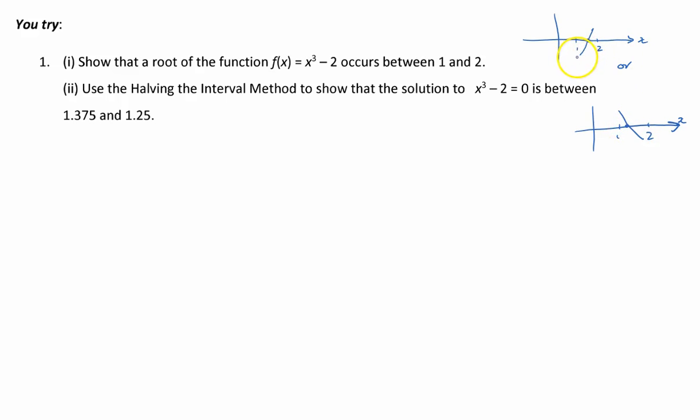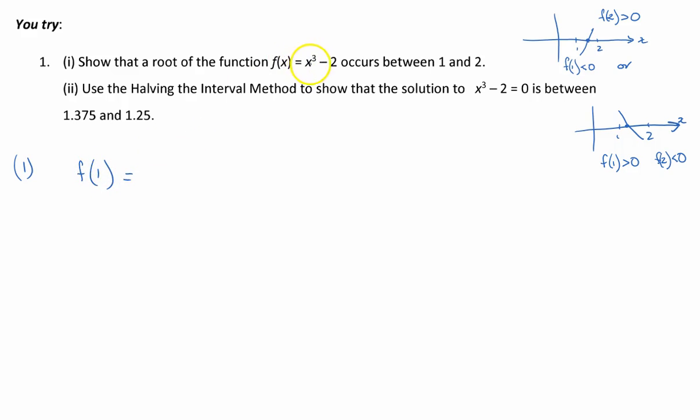So what do we know in this case? We know here, if it is this situation, we'll know that f of 1, when x is equal to 1, we'll get a negative, and then the function value at 2 will be a positive. Or if we get that the function at 1 is a positive number, we should get then that the function at 2 is a negative. So simply, to show that a root occurs between 1 and 2, we find f of 1.